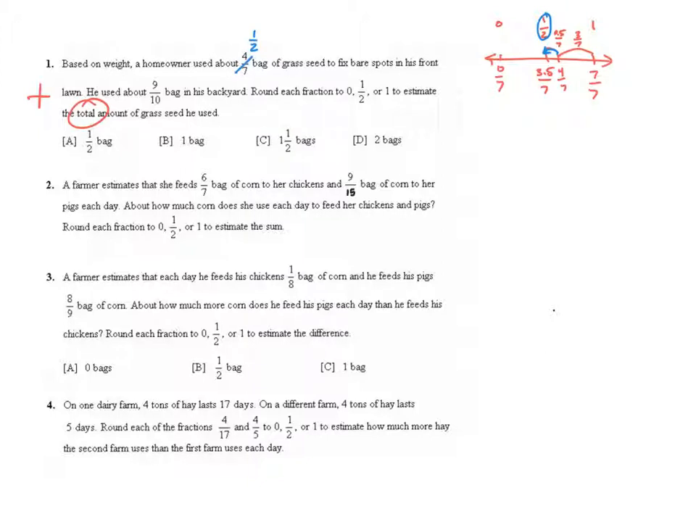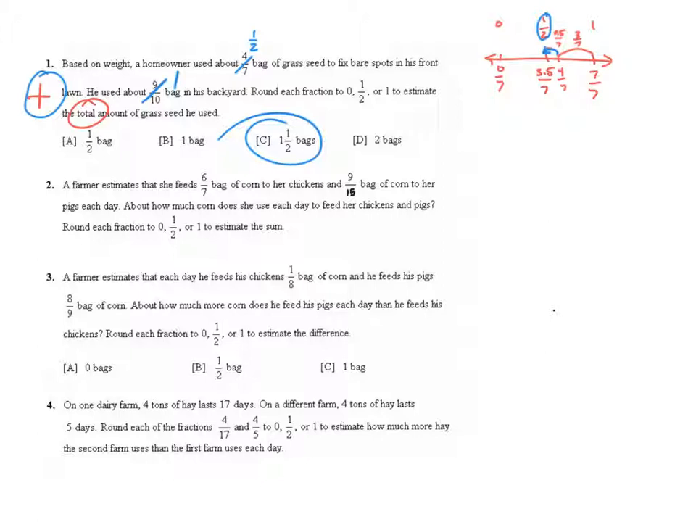And then 9/10, you probably could even do that one without doing a number line, because half of 10 is 5, and 9/10 is clearly closer to 10/10 than it is to 5/10. So I'm going to mark this out and put a whole. We want to add these together, so a half plus a whole is 1.5 bags of grass seed.